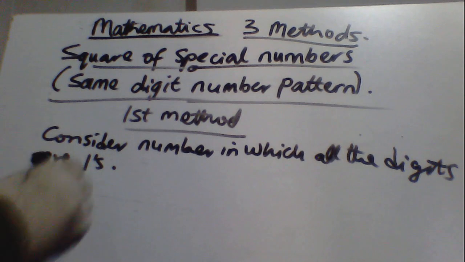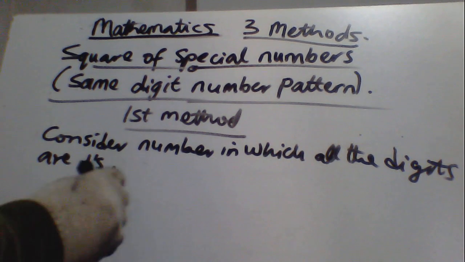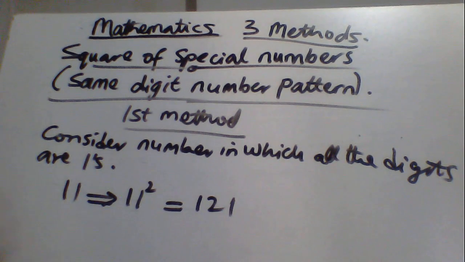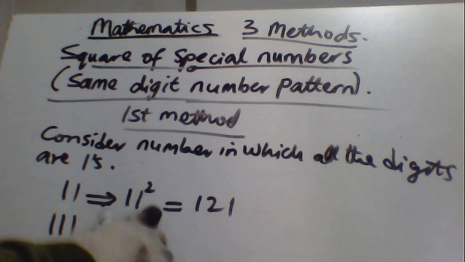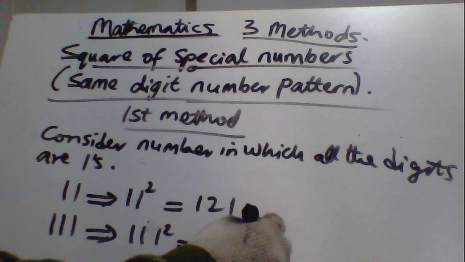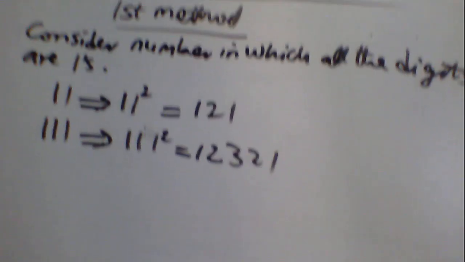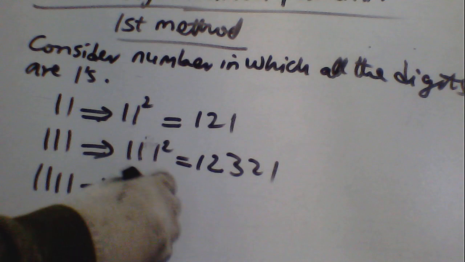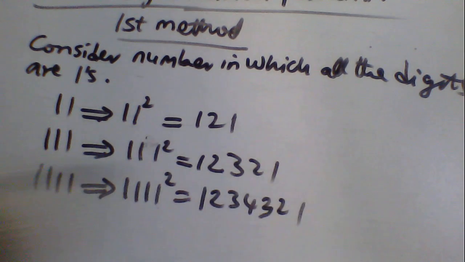For example, 11. These are all 1s. The square of 11 is 121. Another one, 111, squared, hope you are following, gives 12321. The third one is 1111, squaring it, you have 1234321.